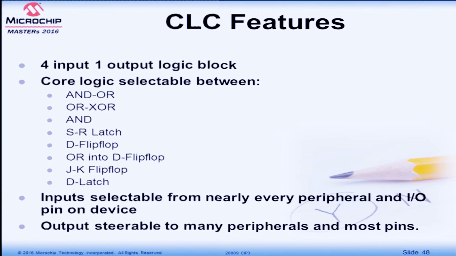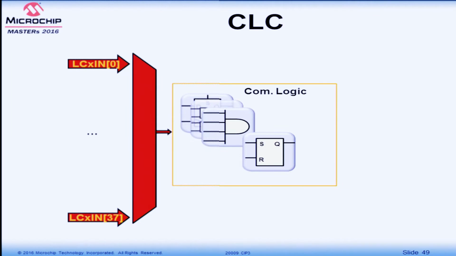And the output can be steered to many of the peripherals as their inputs too. So you can choose it as a man in the middle and just do signal conditioning for the output, right? So a basic structure of this, how the CLC looks like.